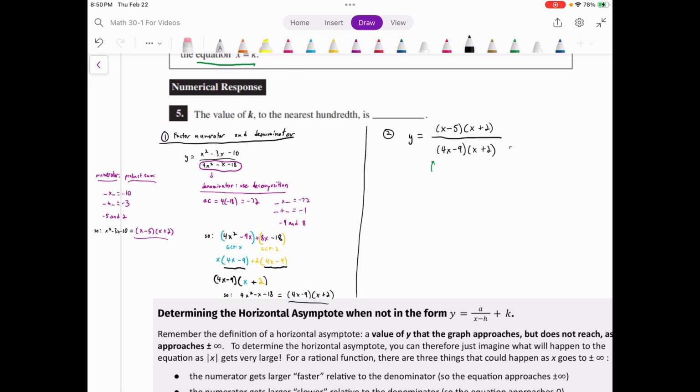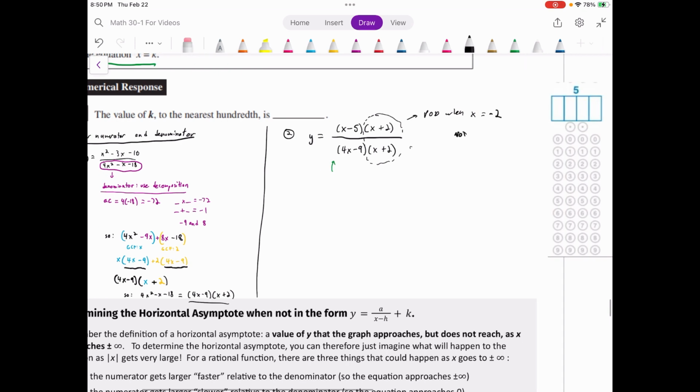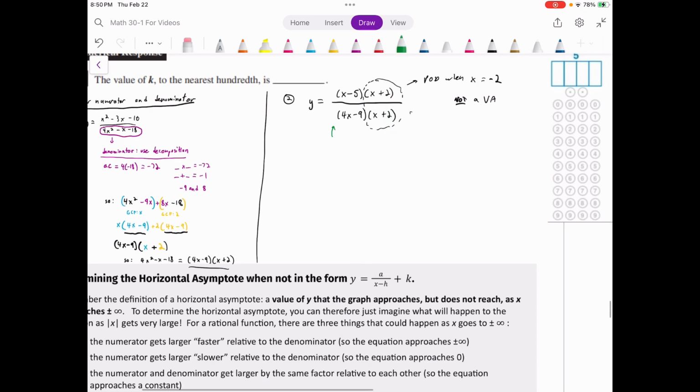So we can see here that we have a POD when x equals -2, not a vertical asymptote. Point of discontinuity, not a vertical asymptote, because that factor appears in the numerator and the denominator, so it would cancel out. But this one, VA comes from this factor. It appears in only the denominator.